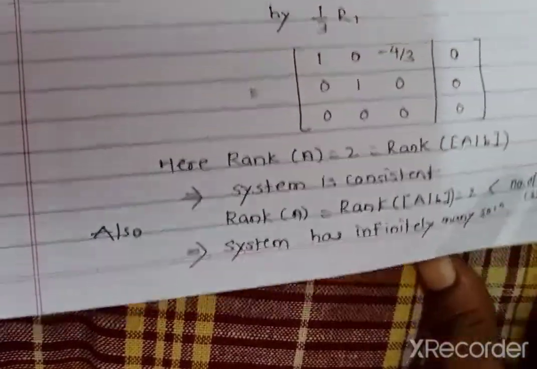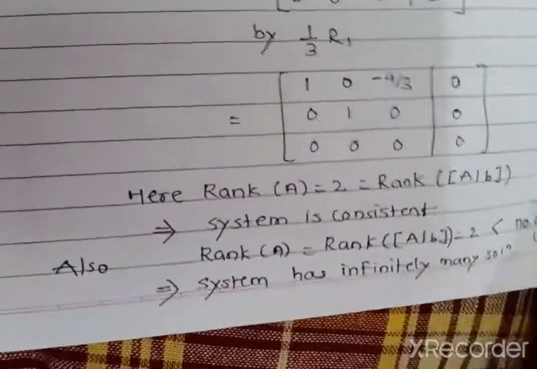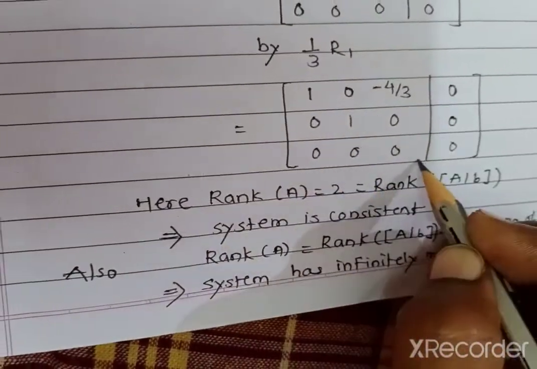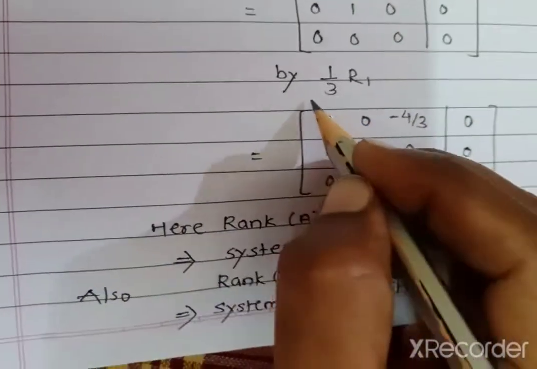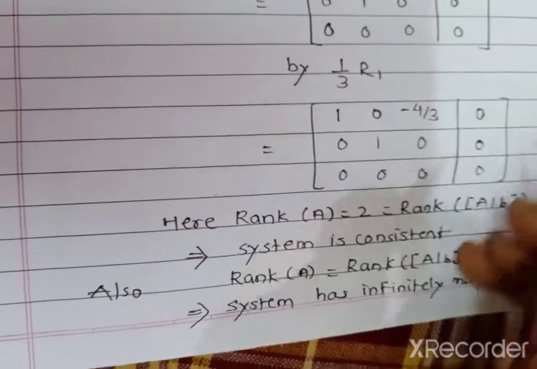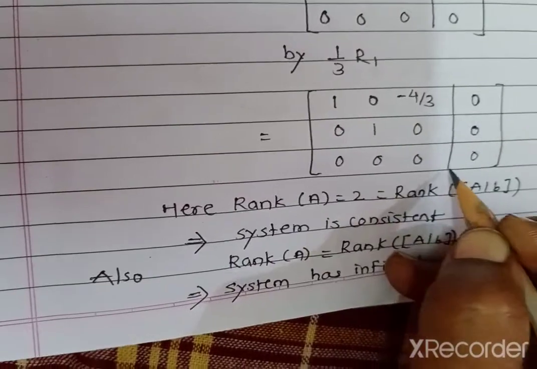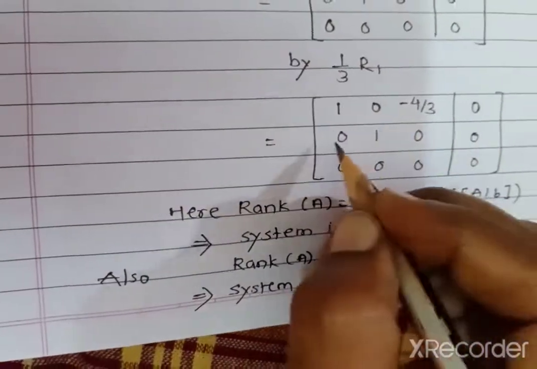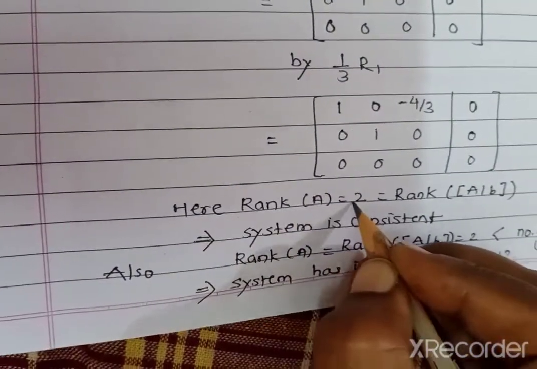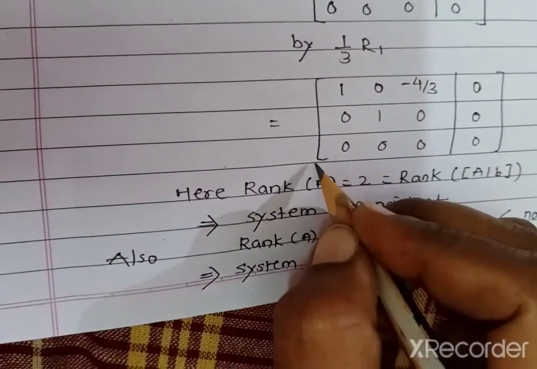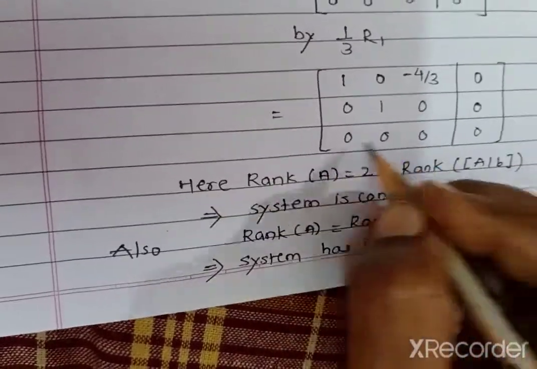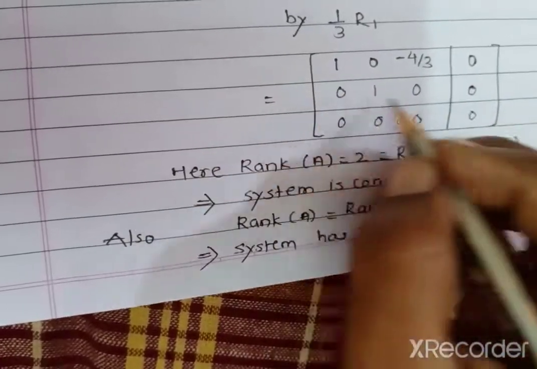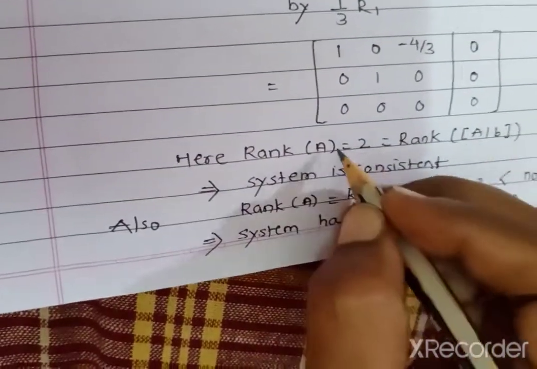Now we have to check the rank of A. So rank of A means what? The number of non-zero rows that occur in A. So this is our A matrix, and this whole is our A augmented B matrix. Okay, so see, in our A matrix, up to this one, it contains two non-zero rows. So rank of A is 2. And when we go to the rank of A augmented B, again this whole contains two non-zero rows. So rank of A augmented B is also 2.